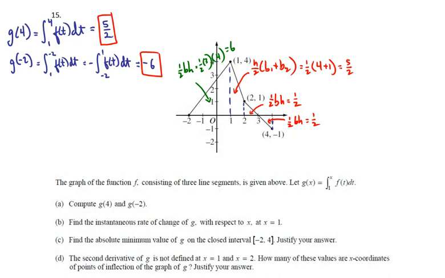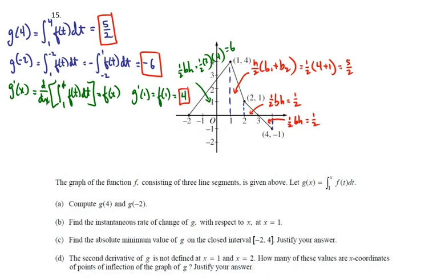In part B, we want to find the instantaneous rate of change of g, which is g prime of x. And that's just the derivative of the integral from 1 to x of f of t dt, which by the fundamental theorem is just f of x. And so g prime of 1 will be f of 1, which is 4.